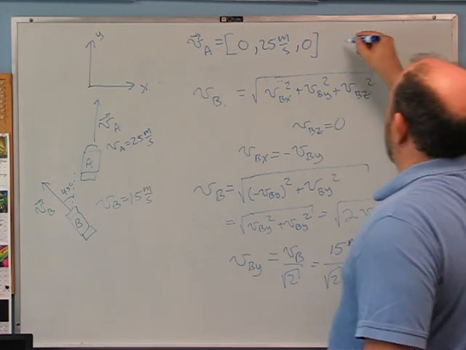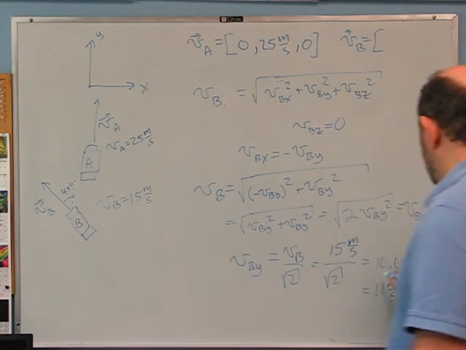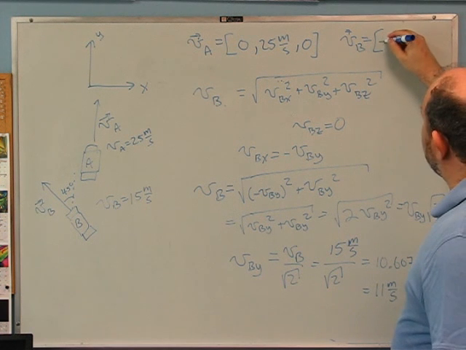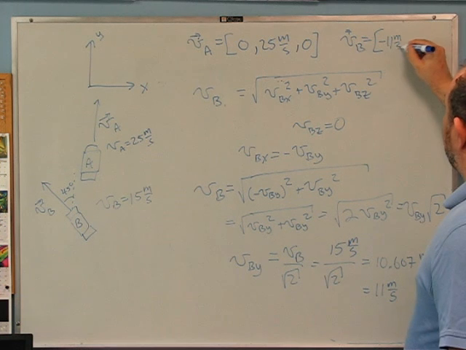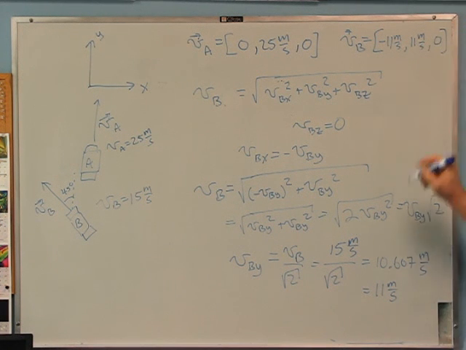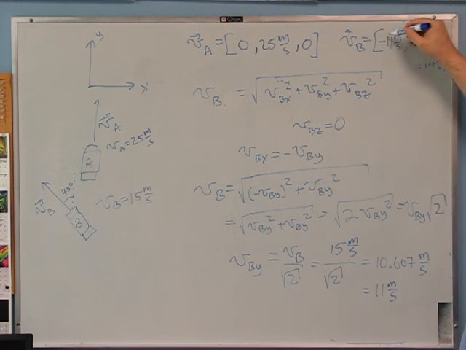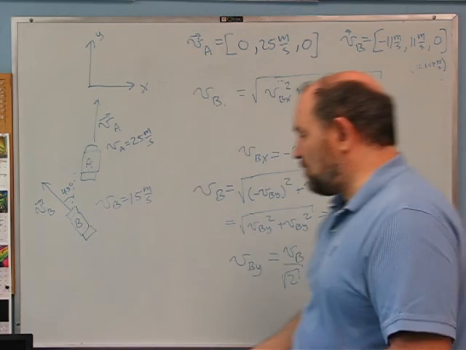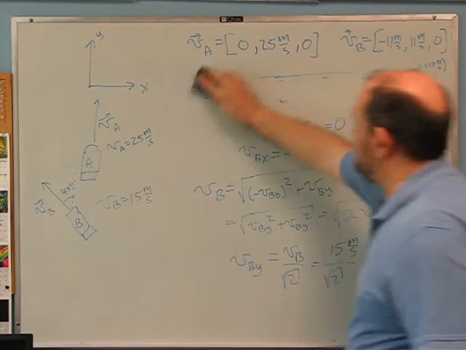So what I'm going to do is write up here, VB is equal to, well, this is VBY, so VBX is minus 11, because we know VBX is the negative of VBY: minus 11 meters per second, comma, 11 meters per second, comma, 0. That is VB, and I'm going to write down that the numbers are actually 10.607 meters per second. Just to remind myself, if I use this number again, I want to use the number that has more digits than are significant. Otherwise, you lose precision on stuff. So that's part A.